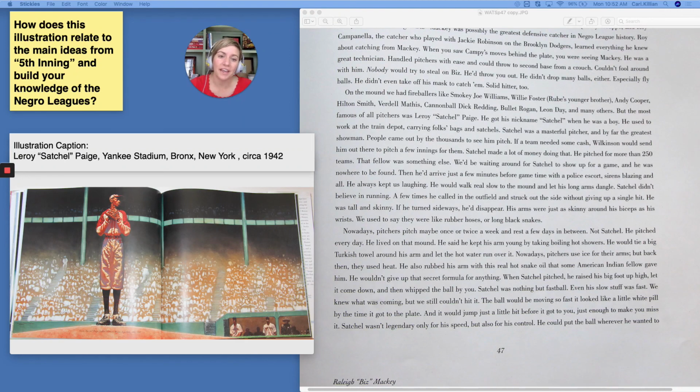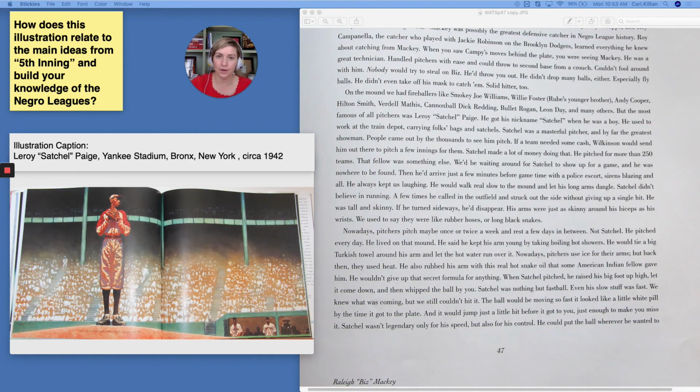Okay, pages 48 and 49, the illustration are on the screen. I've also included the caption because it's hard to see. The caption is Leroy Satchel Paige, Yankee Stadium, Bronx, New York, circa 1942. On your own, in a clean page in your journal, you are going to answer that question. How does the illustration relate to the main ideas from 5th inning, and build your knowledge of the Negro Leagues? Do that now in your journal. The text is also there for you to reference.